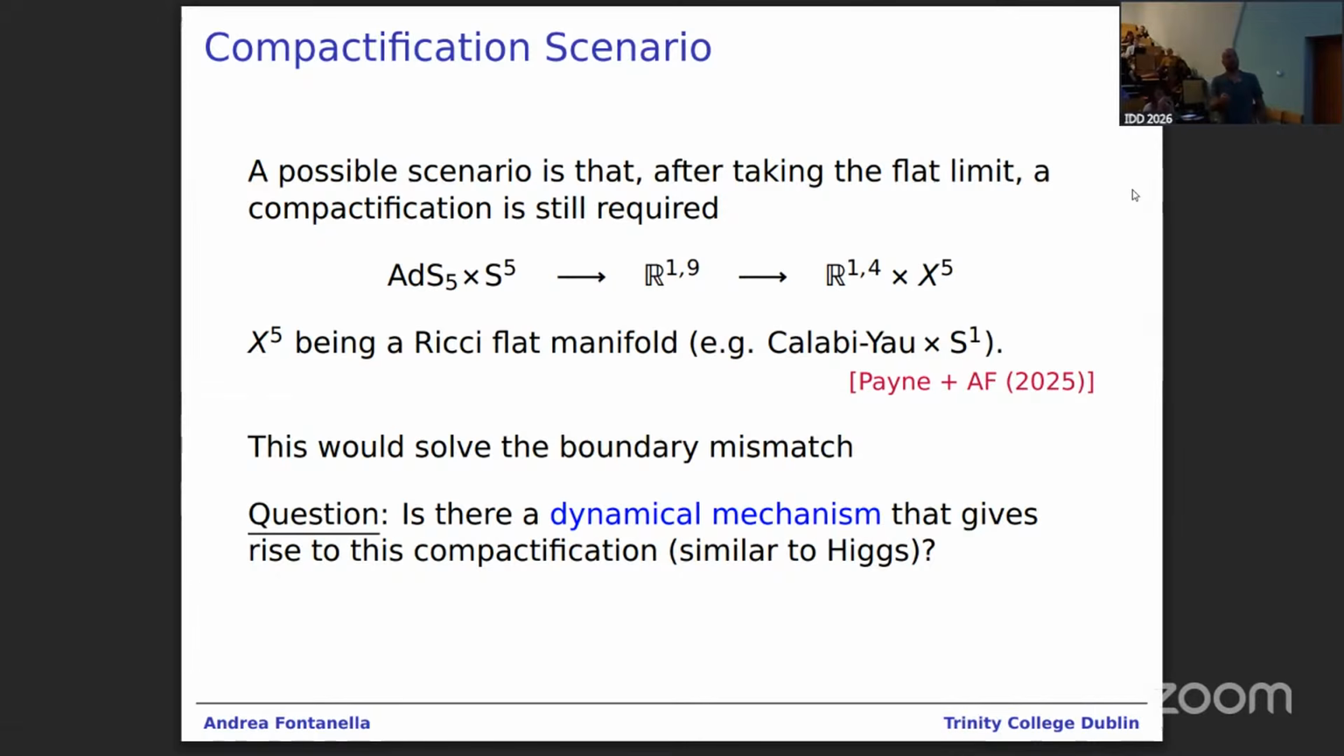A very legitimate question you might ask is how this compactification will appear. Is there any dynamical mechanism that allows you to reach such a compactification? It would be nice if there were some sort of Higgs mechanism where, spontaneously, after taking the flat limit, the system tells you that you have to land in another vacuum where the flat spacetime is actually compactified. But those are ideas. I still have no concrete proposal.